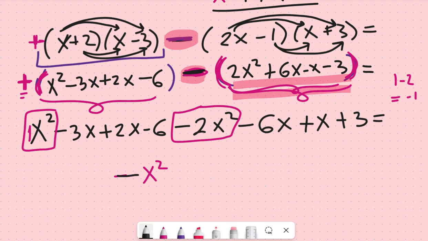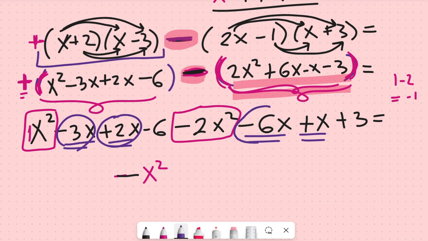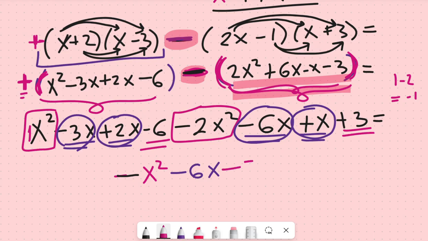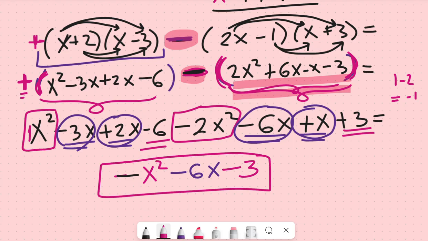We consider that it's minus 1 if we write minus x squared. Then we have negative 3x, positive 2x, negative 6x, and positive x. Okay, minus 3 plus 2 will be minus 1. Minus 1 minus 6 will be minus 7. Minus 7 plus 1 will be minus 6. And finally, negative 6, positive 3 will be negative 3. That's it. We have the final answer.